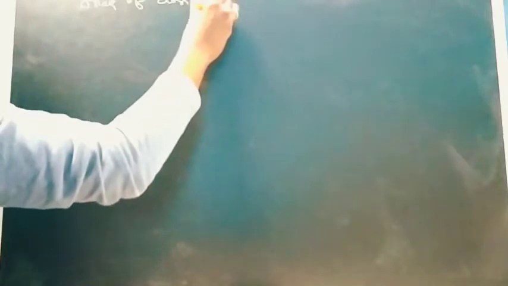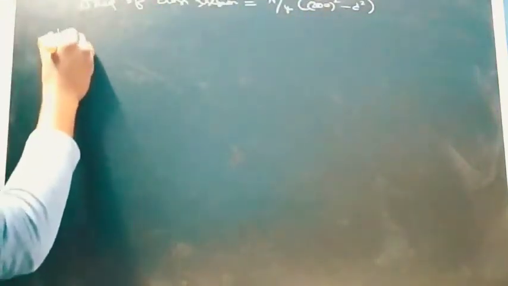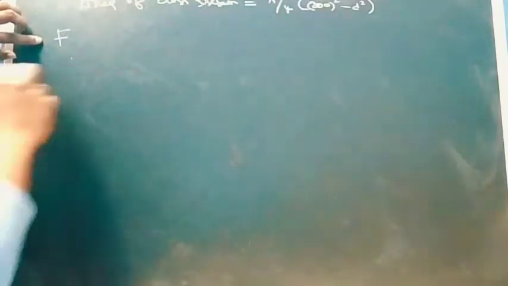The area of cross section is pi by 4 into capital D square minus small d square. Capital D is given, that is 200 mm. Now with the help of this factor of safety we can find out the working stress from the ultimate stress.